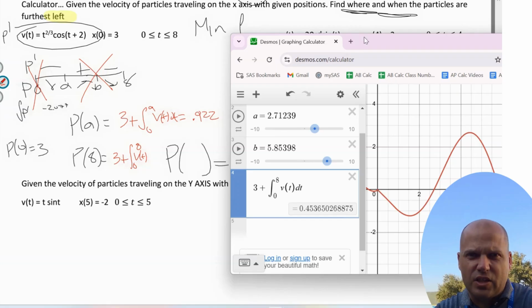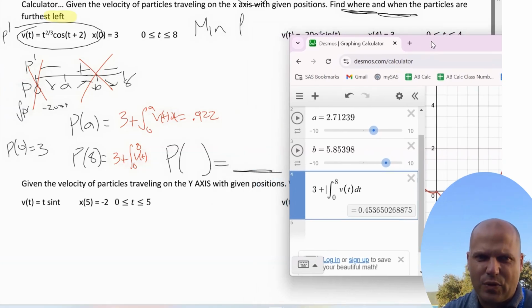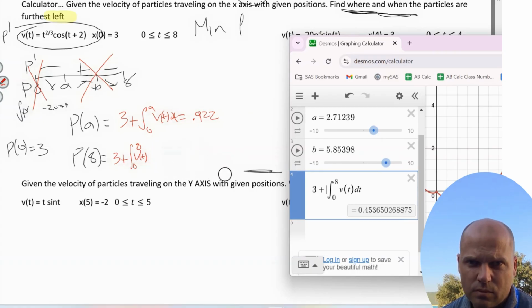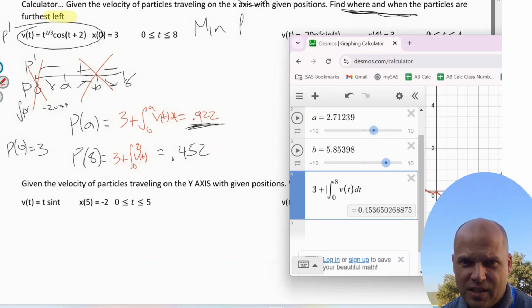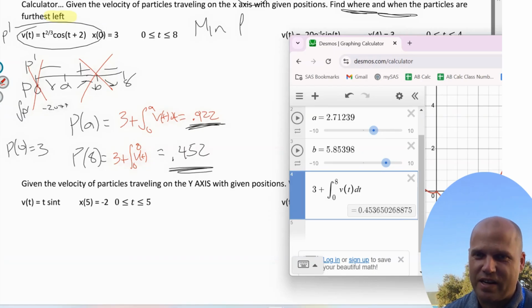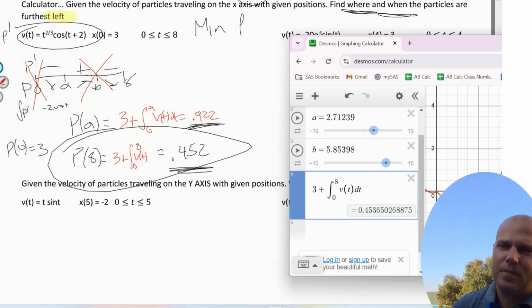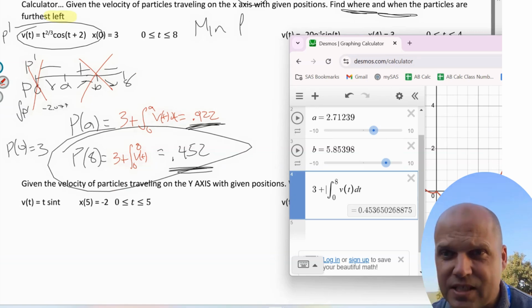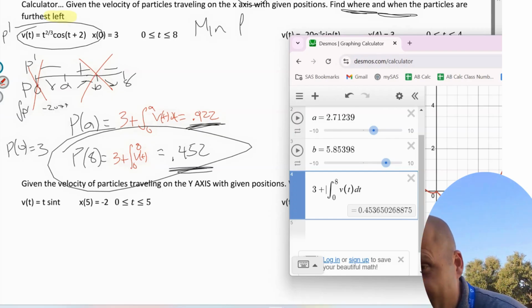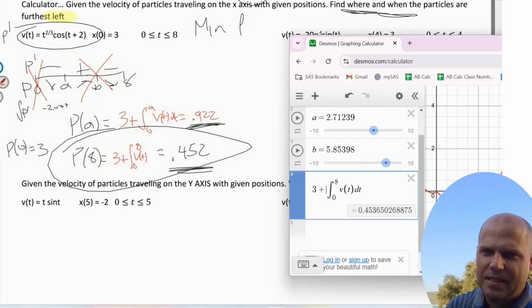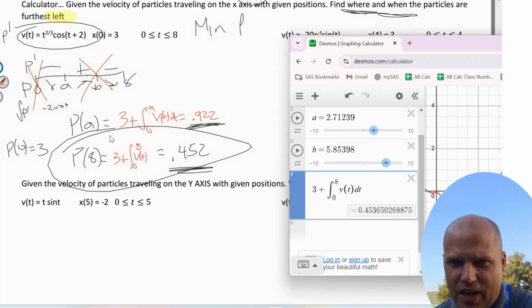Your position is 0.453. That's great. This position and this position, very close, but the winner is actually this position. P of 8 is the lesser of my two candidates. I did not have to look at every value, but if I did, great. But there's ways to find P of 8.